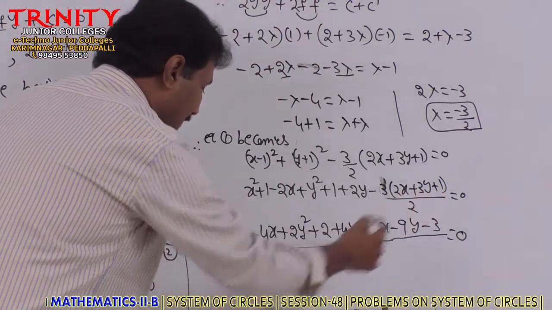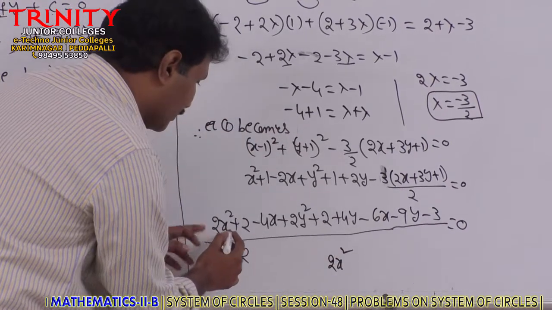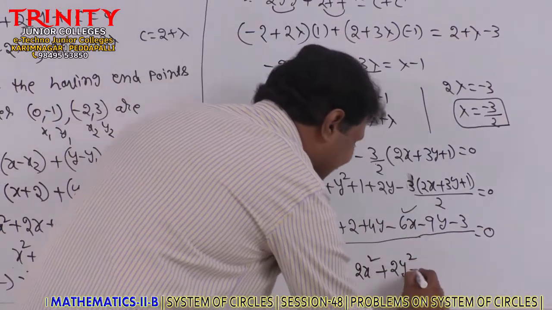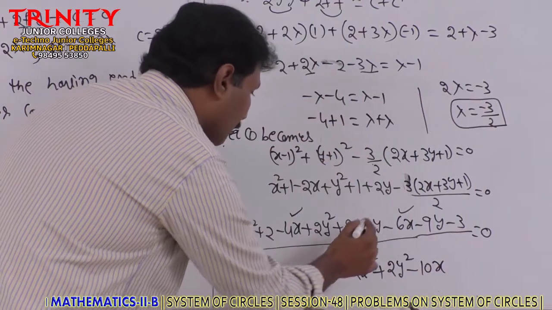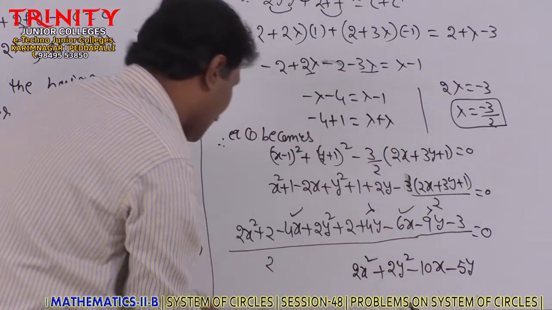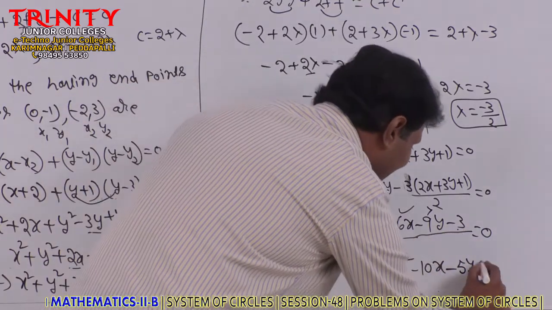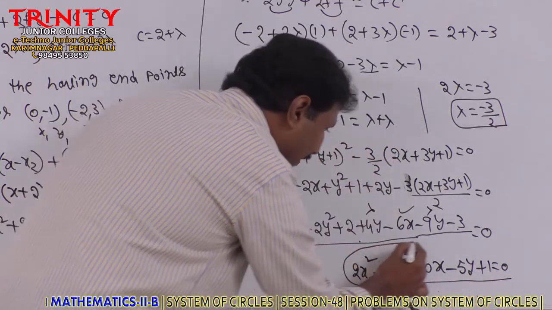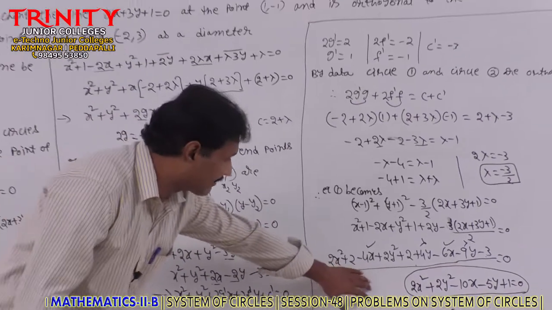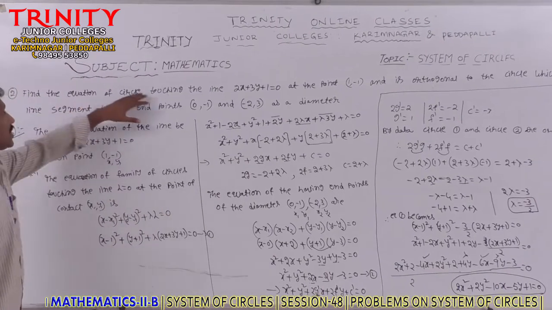Cross multiply, 0 into 2 is 0. Here we have 2x squared plus 2y squared. The x coefficient is minus 4x minus 6x, that is minus 10x, plus 4y minus 9y, that is minus 5y, plus 4 minus 3 plus 1 equals 0. This is the equation of the required circle. The equation of the required circle is 2x squared plus 2y squared minus 10x minus 5y plus 1 equals 0. Here, we found the equation of this circle.